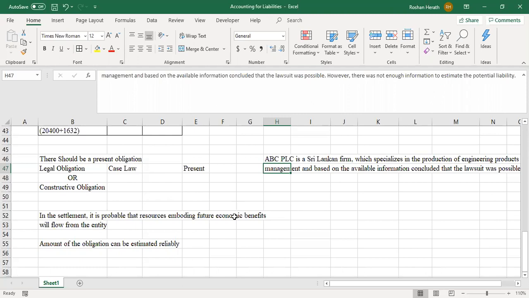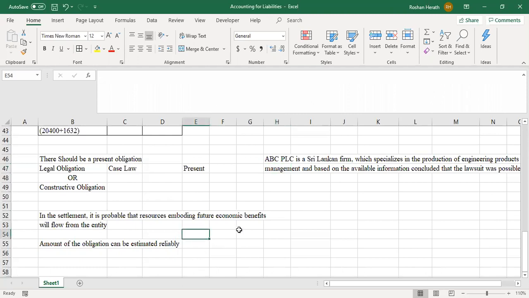There must be a compensation. So when it comes to settlement, it is probable that the resources and future benefits will flow from the entity. So the second condition is also present.